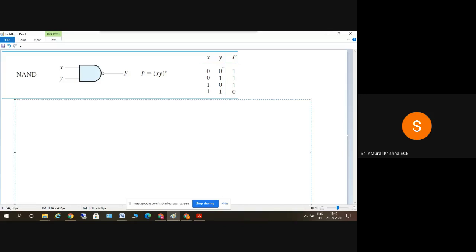AND gate. So 0 0, 0 1, 1 0, and 1 1. So this is the inversion of the AND gate here, so we'll get the opposite values here. And the equation is given like f is equal to xy whole bar, because the whole bar is nothing but the complement of the AND gate here. So for AND gate it is xy, and it is xy whole bar for the NAND gate. So this is the equation, this is the truth table, and this is the symbol of this NAND gate.